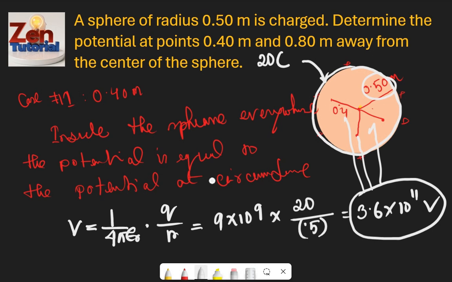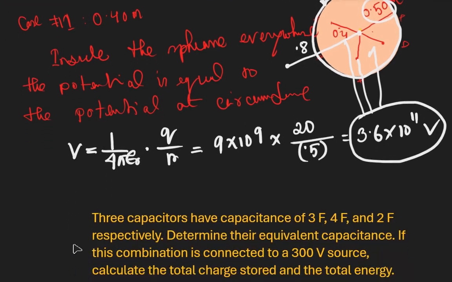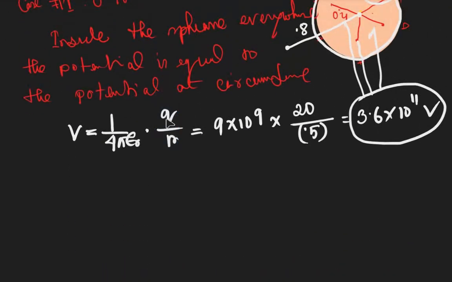Now another point: what will be the potential far away at 0.8 meter? It means from the center to somewhere maybe here, which is a distance of 0.8 meter. So what we have to do is change the values within this equation. So V equals, case number 2, this one, and here the distance is 0.8 meter.